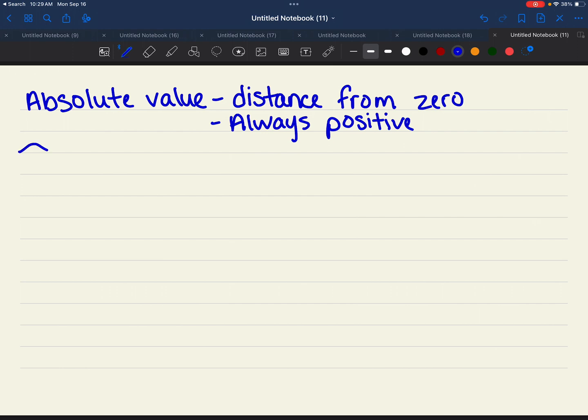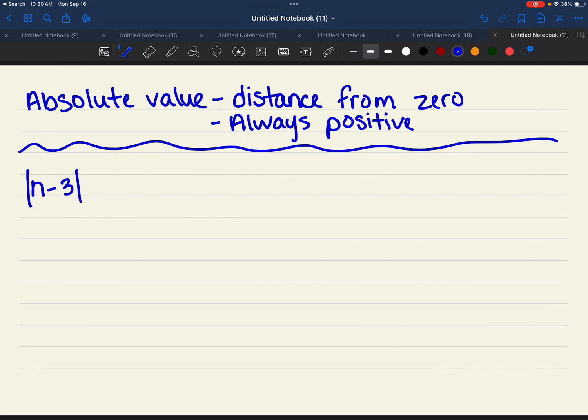So we're going to do a few things today. We're going to solve absolute value equations. We're going to graph solution sets on a number line, and then we'll write an equation based off of a graph.